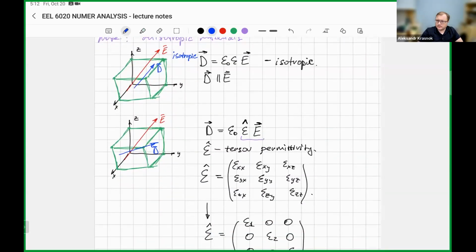But some materials are anisotropic. It can be manifested in the fact that the vector D, or the polarization vector that appears in the crystal, does not align with the vector of the electric field.